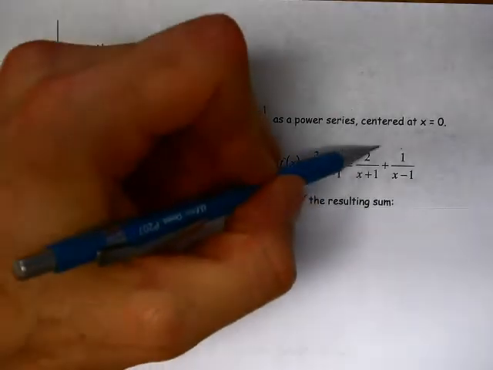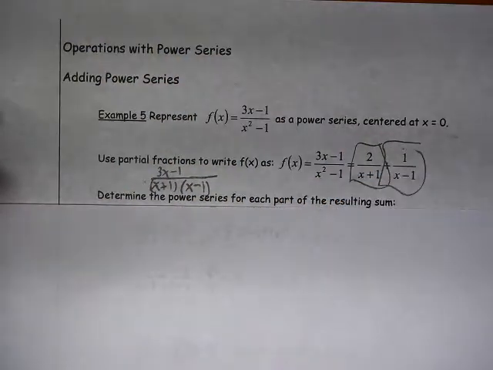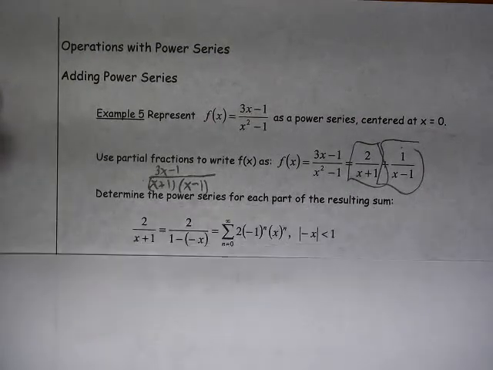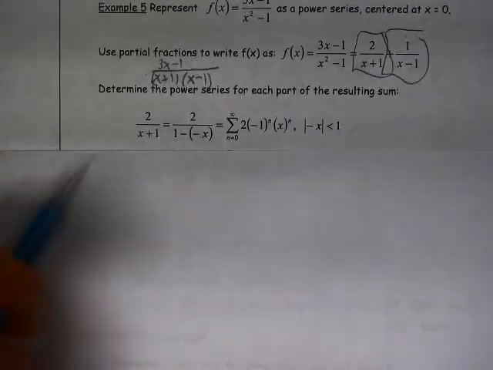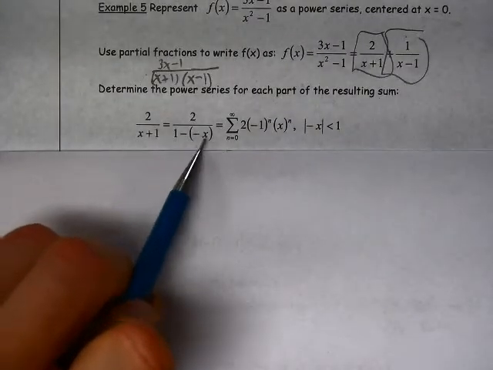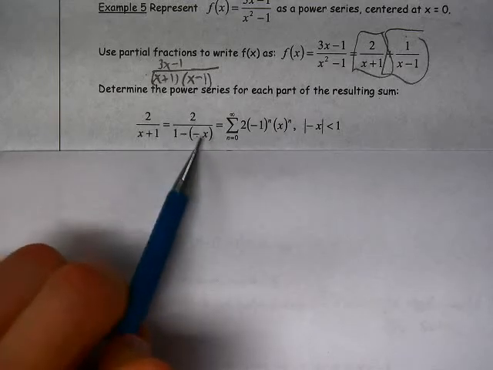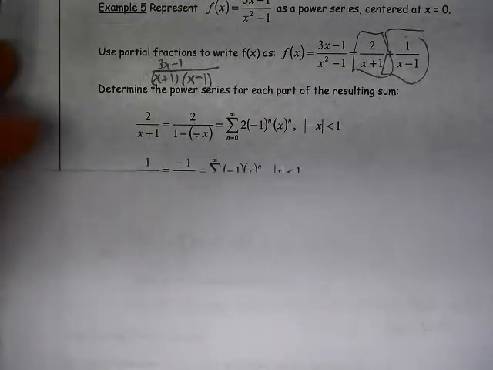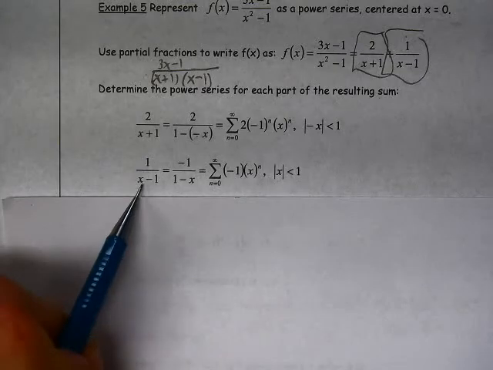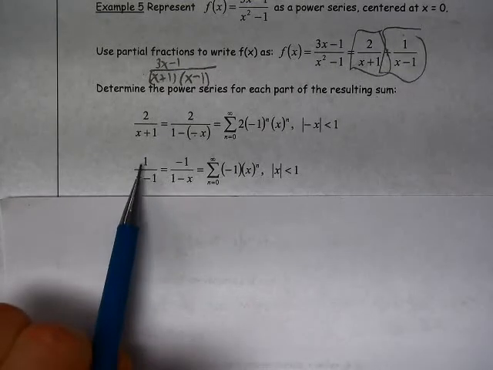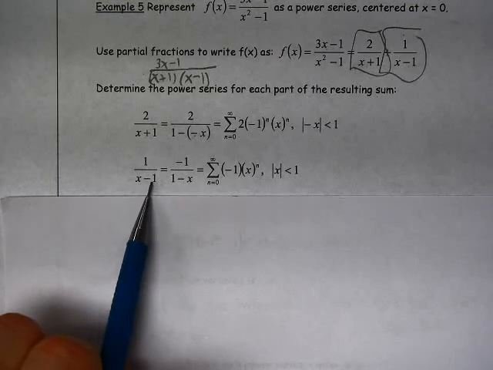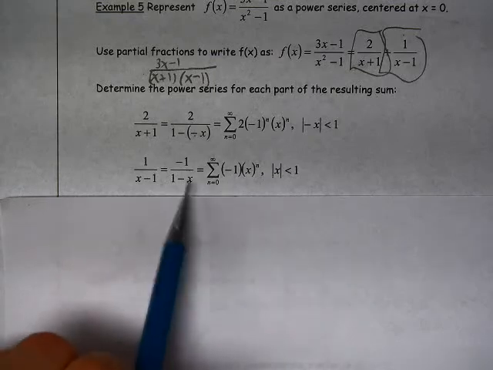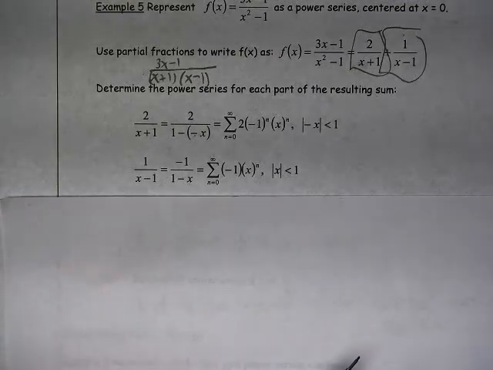Right. So then I take each one of these terms and write a power series for each of them. For 2 over x plus 1, I rewrite it as 2 over 1 plus x, which is 1 minus negative x. So my a is 2 and my r is negative x. And for the 1 over x minus 1, I can rewrite that as 1 over negative 1 plus x, and then multiply numerator and denominator by a negative, and I get negative 1 over 1 minus x. So I have a is negative 1 and my r is x.